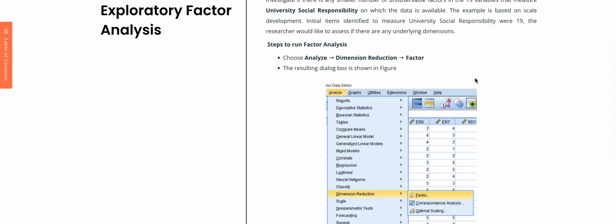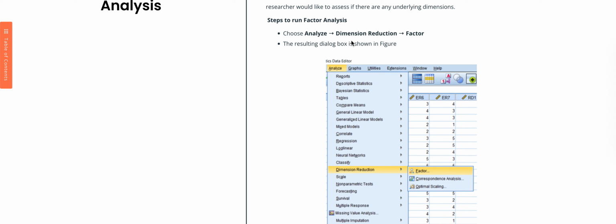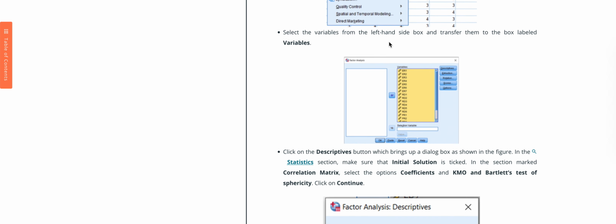Steps to run the factor analysis. First, choose the analysis, then dimension reduction, and after that factor. Select the variables from the left-hand side box and transfer them into the box labeled variables. So when you click factors, this image is visible, and you will select all your variables and drag them there.